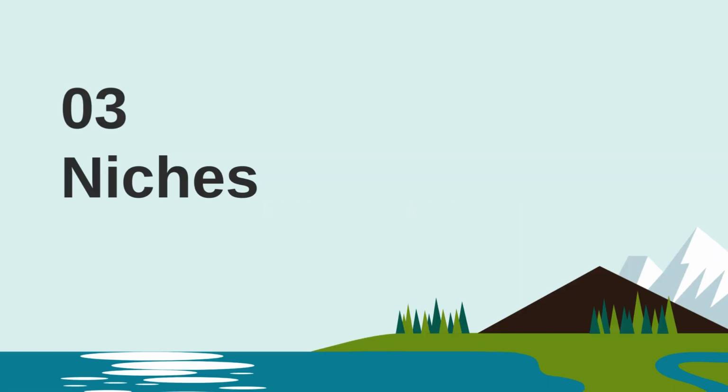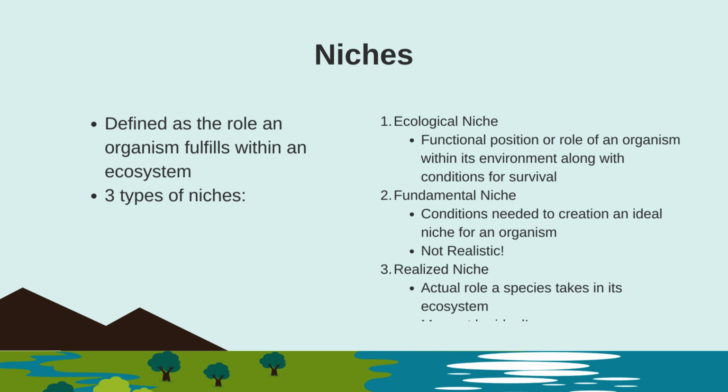So we're going to talk about niches, because following on that topic of survival and how species survive within an ecosystem. So a niche is defined as the role an organism fulfills within that ecosystem. There are 3 types of niches that we are going to talk about. So there is the ecological niche, and that's the functional position or role of an organism within its environment along with the conditions for survival. You can think of this one as kind of like the bare minimum. Here's what this organism absolutely has to have in order to be a part of this ecosystem to survive.